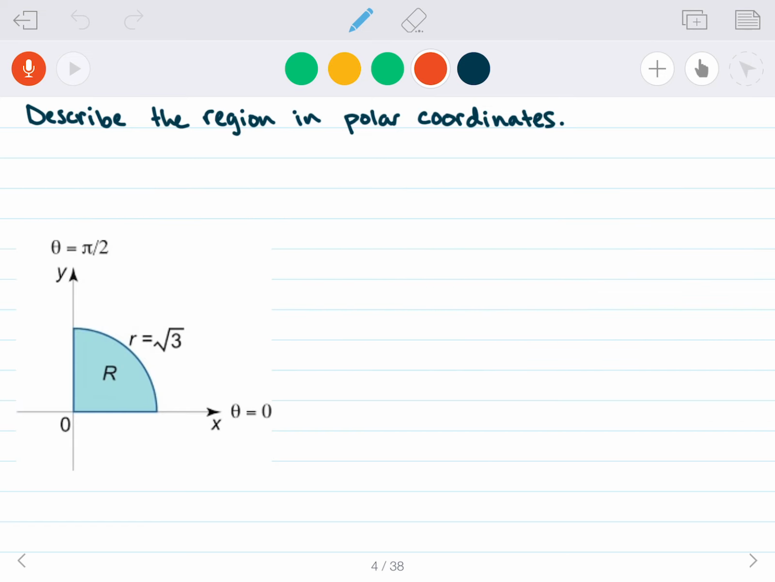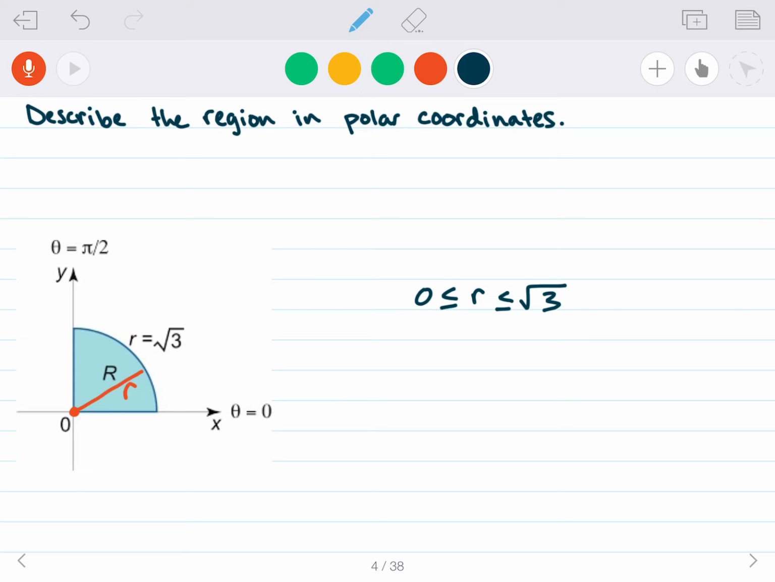Okay, so let's try this one. So now it looks like we have a quarter circle. So anything in this region could be a point in our set. And we can see that they tell us what the radius is. The radius is square root of 3. So from the center to the edge is r equals square root of 3. So that's going to tell me that my radius is varying between 0 and square root of 3.